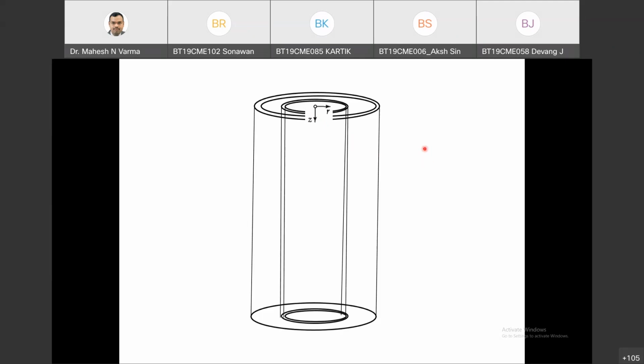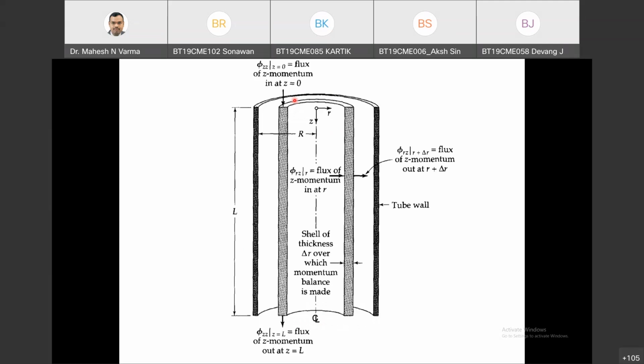And this will be my differential shell. In the differential shell, theta varies from 0 to 360 degrees, z varies from 0 to L, and r varies from any value, say small r, to r plus delta r. This will be my differential shell, because my velocity is varying only in the r direction. I have only Vz velocity, which is changing only in the r direction.